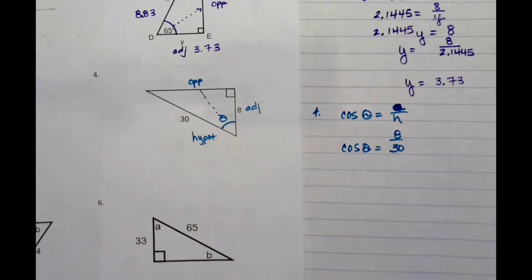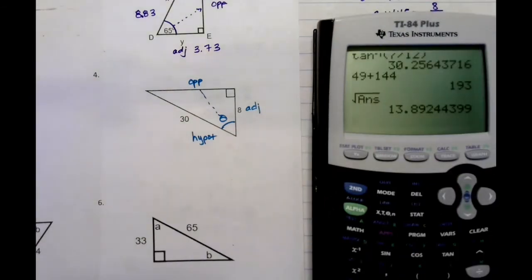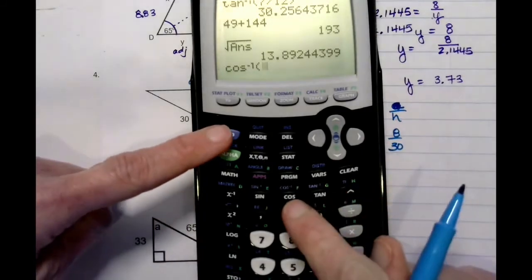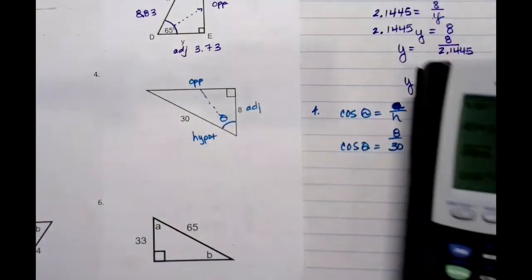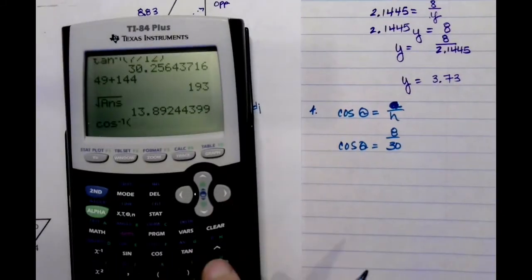So I'm going to go to the calculator. I'm going to say, hey, calculator, which angle? I'm going to use my second function, second and cosine -1. Which angle has a cosine of 8 divided by 30?